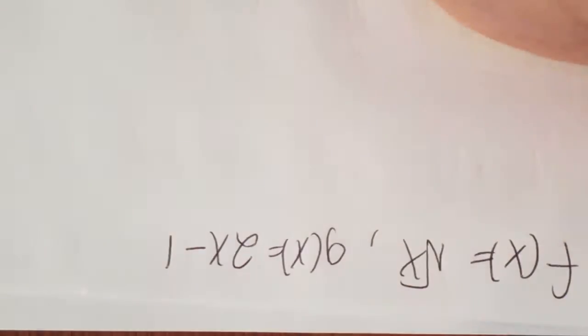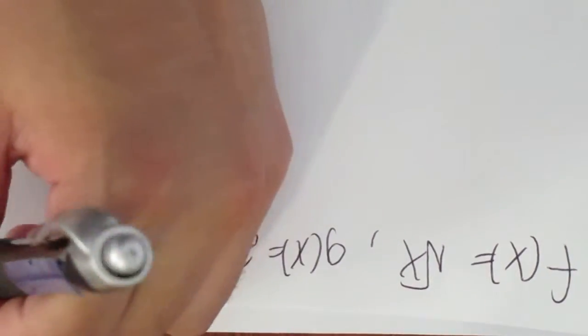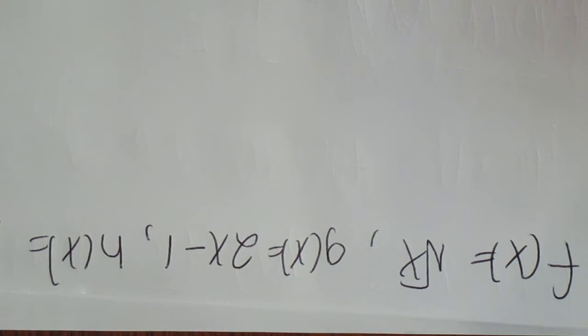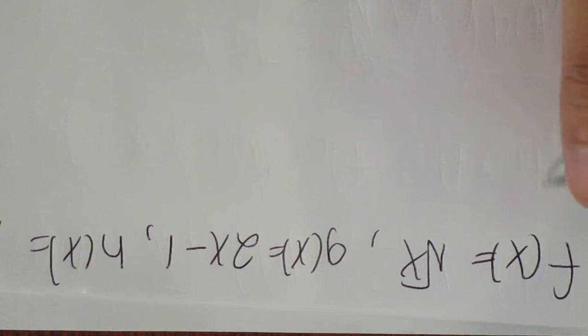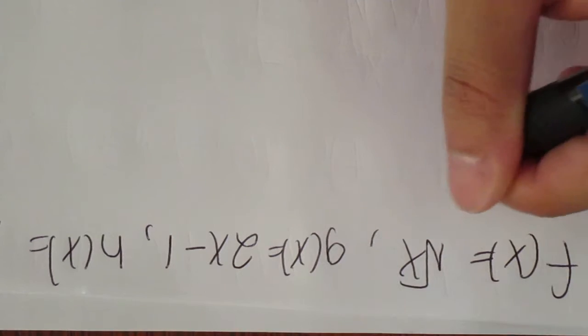Okay, let's say you're given the function f of x equals square root of x, and then g of x equals 2x minus 1, and then h of x equals x squared, right? So let's first do f of g of 5.